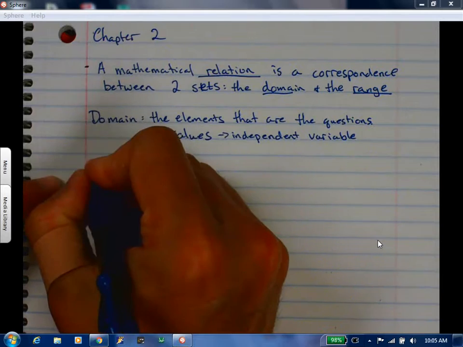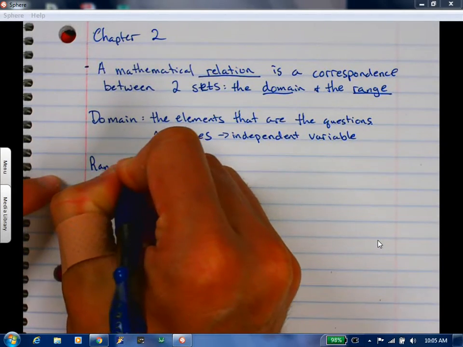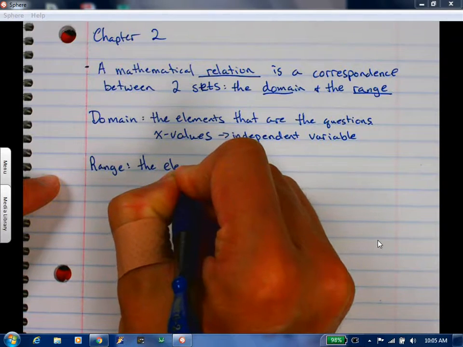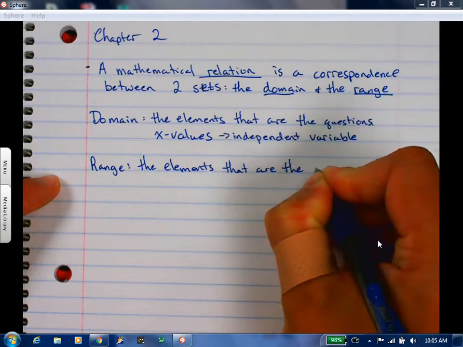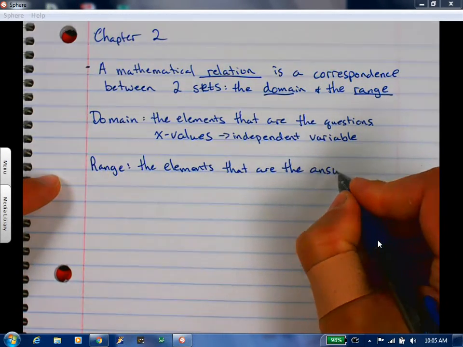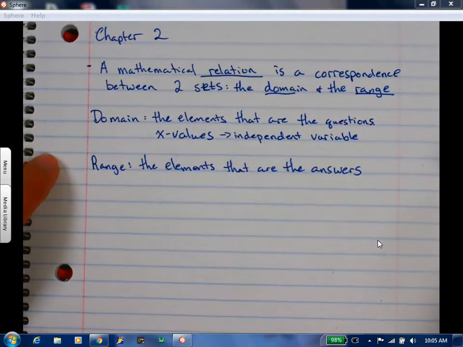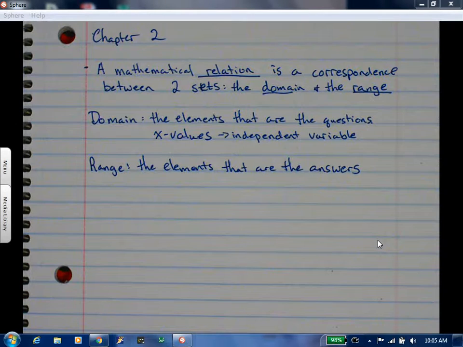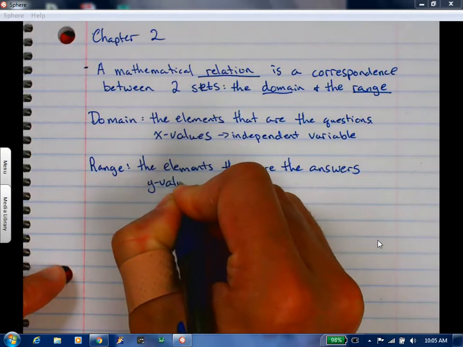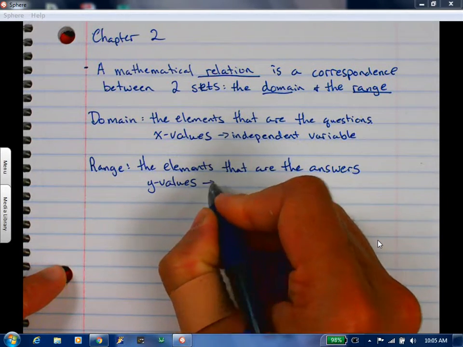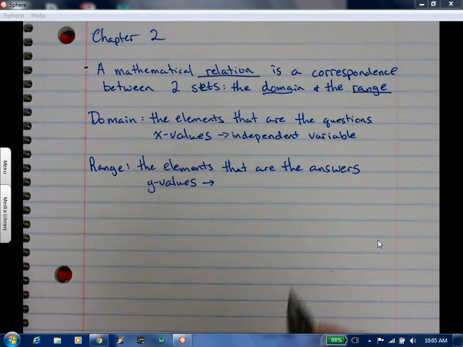So that makes the range the elements that are the answers. So when you're 8 years old, you were 4'8". So that 4'8" would be the answer. That's part of the range. So if the domain is the x values, the range would be the y values. So if x was the independent variable, y is the dependent.